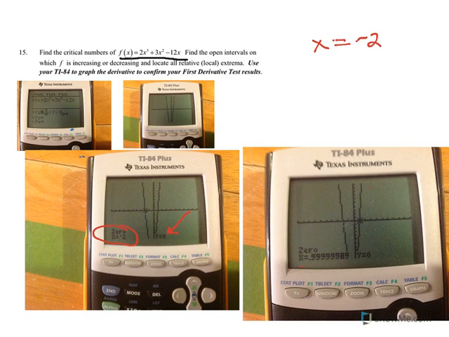And then we have another 0. This is pretty much 1. If we did this by hand and solved by hand, you're going to get x equals 1. The calculator, that's the best the calculator can come up with. So at x equals 1, f prime is going to be 0 there. So those are our critical values of function f.